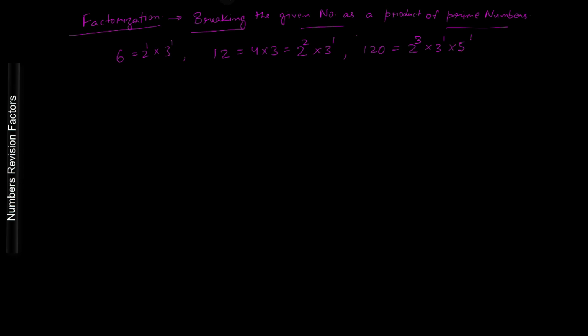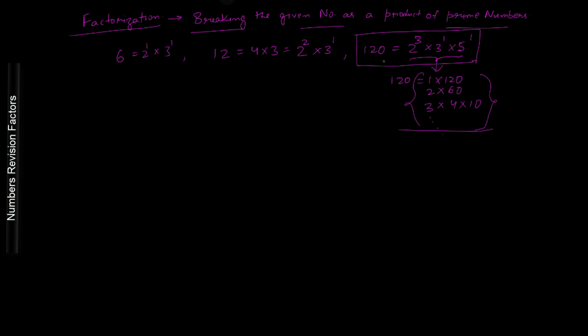What it means is every number has a unique factorization. Always remember that. All the other things are different combinations. For example, 120 can be written as 1 into 120, 2 into 60, 3 into 4 into 10. You can write in hundreds of other combinations. All that is fine. But the correct factorization form is only this one.